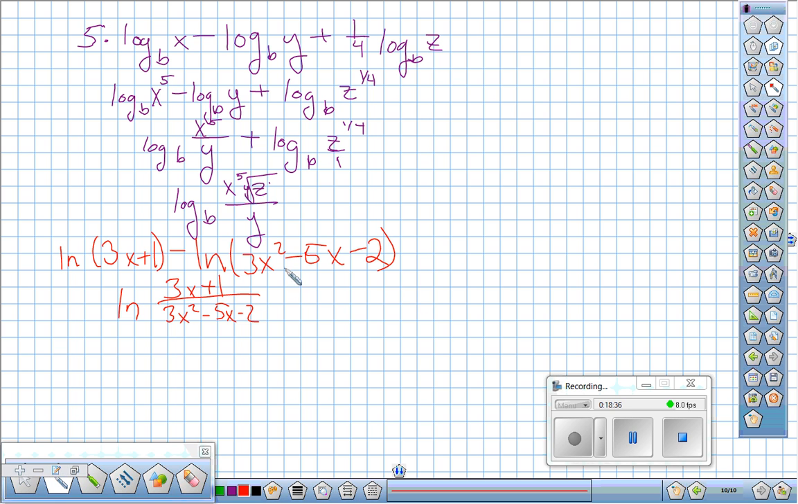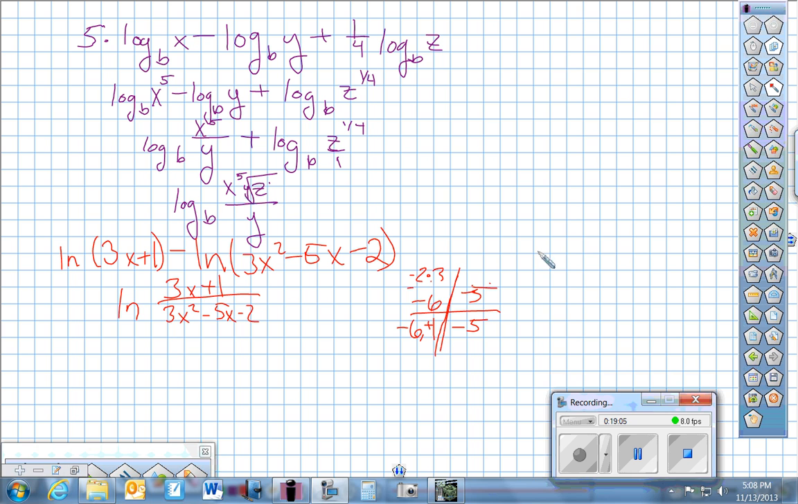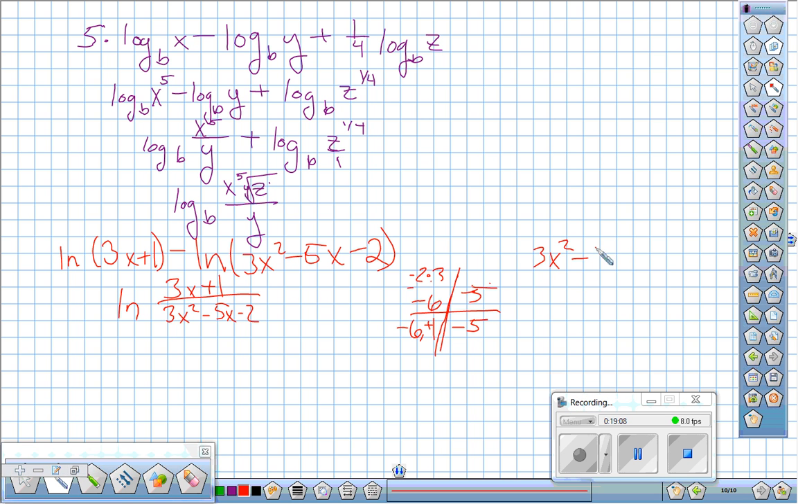In order to factor that, I take negative 2 times 3, and I get negative 6. And then I'm looking for what number multiplies to negative 6 that will add to negative 5. And that will have to be a positive and a negative number. So it will have to be negative 6 and positive 1. And that will give me negative 5. So when I rewrite this in order to factor it, I'm just going to work on this off to the side. I'll have 3x squared minus 6x plus 1x minus 2.